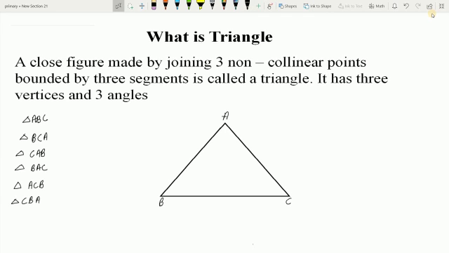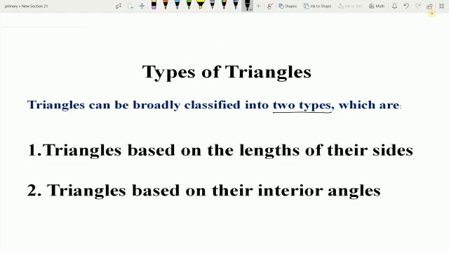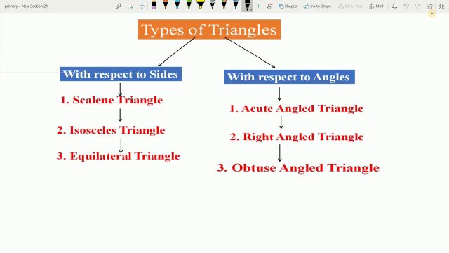Now let us see the types of triangles. Triangles can be broadly classified into two types, which are triangles based on the length of their sides and second, triangles based on their interior angles. Students, according to the length of their sides, triangles can be classified into three types, which are first, Scalene Triangle, second, Isosceles Triangle, and third, Equilateral Triangle.